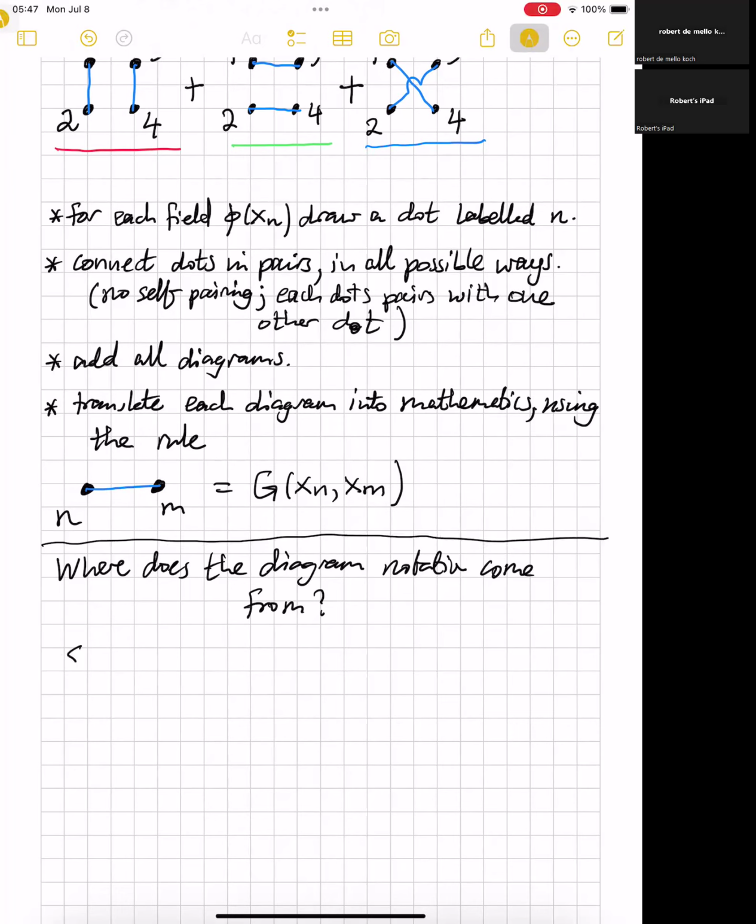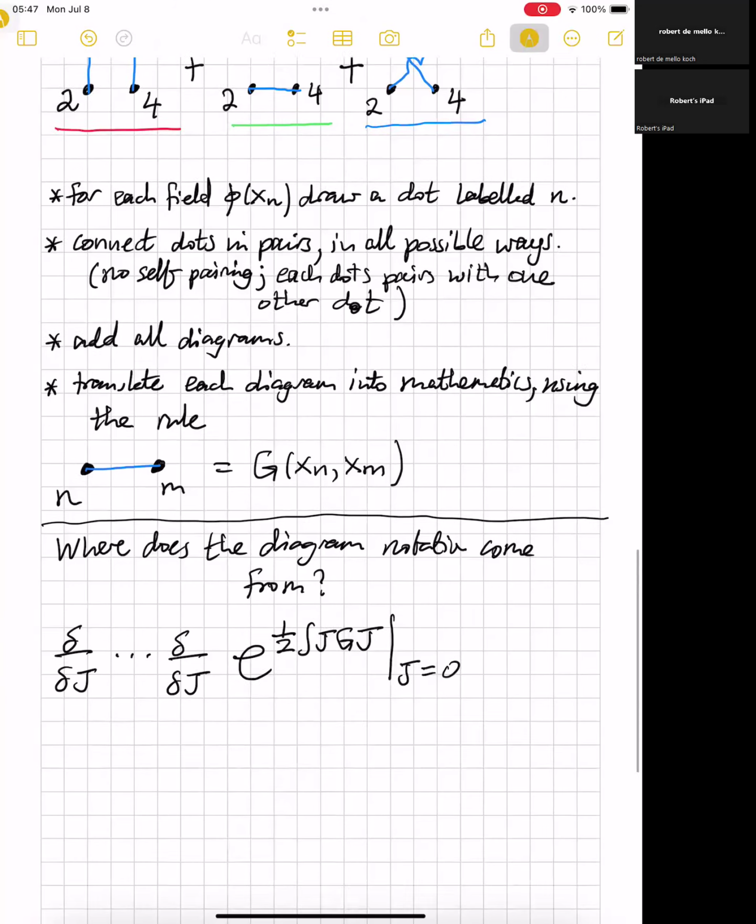Well, we've got a string of functional derivatives. So I'm going to be schematic in my discussion now. We just want to identify the main points. And when we can see the main points on their own, that'll make it clearer how this diagram notation is working. So what we are actually doing is calculating a string of functional derivatives on this exponential, and then we're eventually setting j equal to 0.